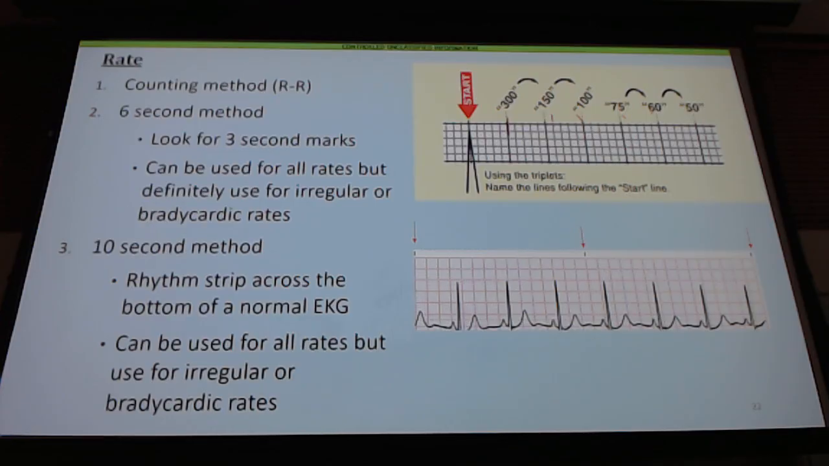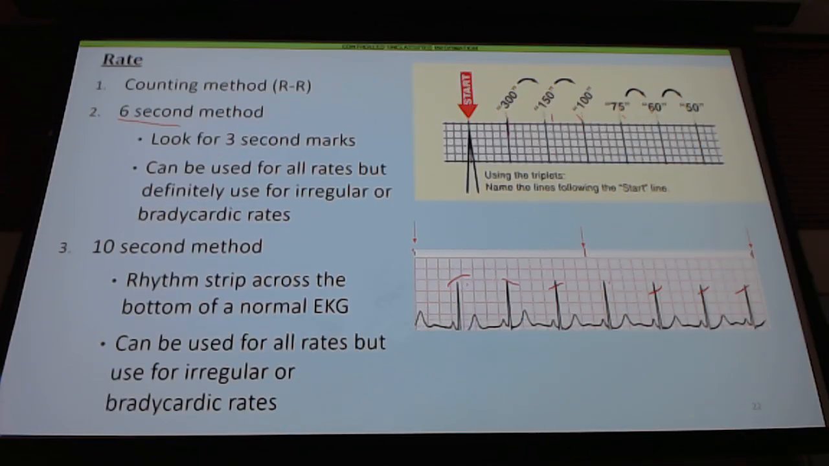So what can we use in that irregular rhythm to count our rate? So you can do either one of the next 2 ways, which is you do a 6-second method where you have these little hash marks. So this represents 3 seconds. So count basically the total number of QRSs in that 6-second period. So this is 1, 2, 3, 4, 5, 6, 7, and then you're going to multiply by 10. Because you have 6 seconds, multiply by 10 gives you 60 seconds. So in a 60-second time frame, you now have 70 beats per minute.